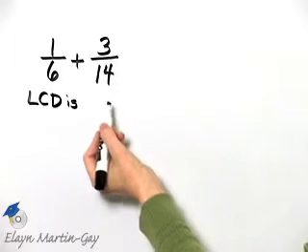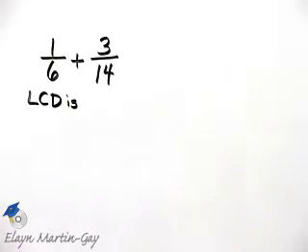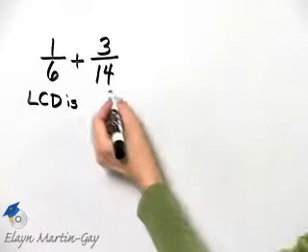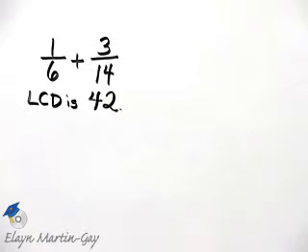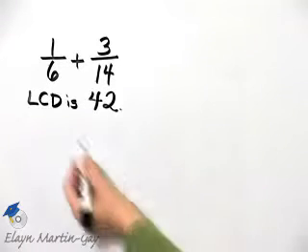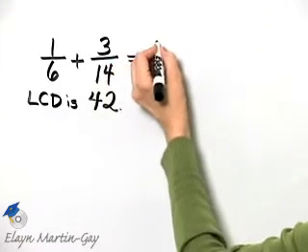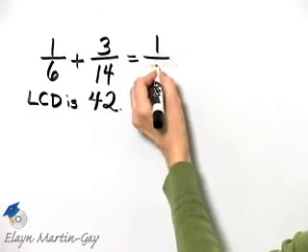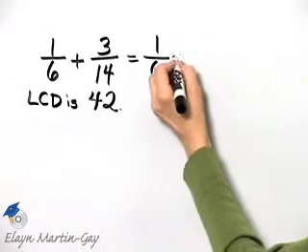I know 14 then divides into 42 evenly. Does 6 divide into 42 evenly? The answer is yes. So my LCD here is 42. That's one way of finding the least common denominator. I want to now rewrite each fraction as an equivalent fraction but with a denominator of 42.